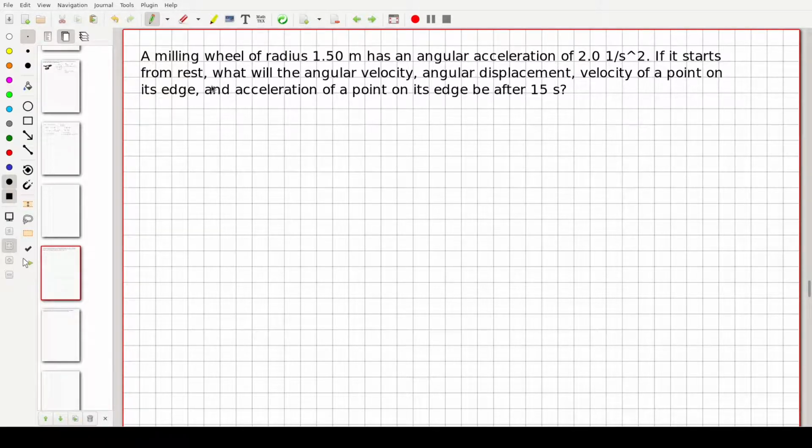If it starts from rest, what will the angular velocity, angular displacement, velocity of a point on its edge, and acceleration of a point on its edge be after 15 seconds? So let me give you an equivalent of this, minus the velocity and the acceleration part right here. A car has an acceleration of 2 meters per second squared if it starts from rest. What will its velocity be and its displacement be after 15 seconds? It's the same sort of problem.